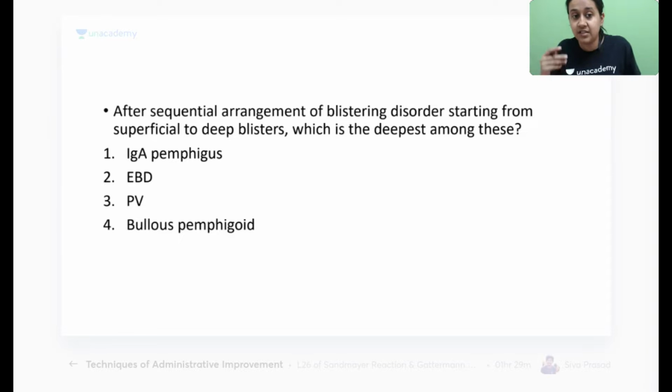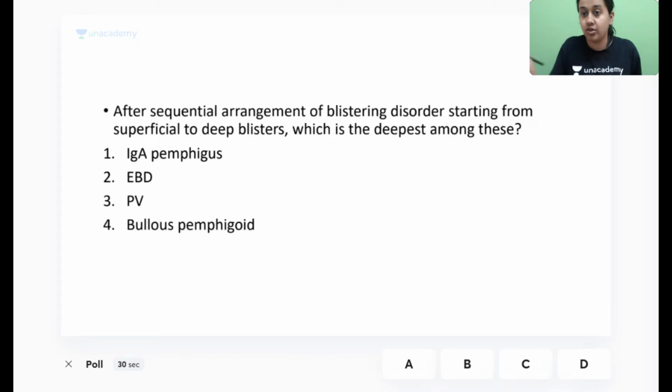So after sequential arrangement of the blistering disorder, starting from the superficial to the deep, which among these is the deepest? Time starts now. 30 seconds on your screen.